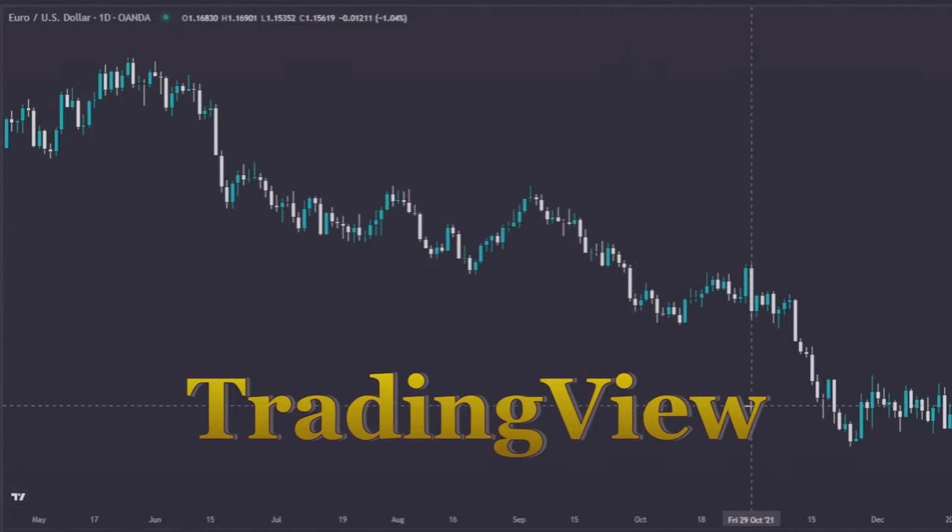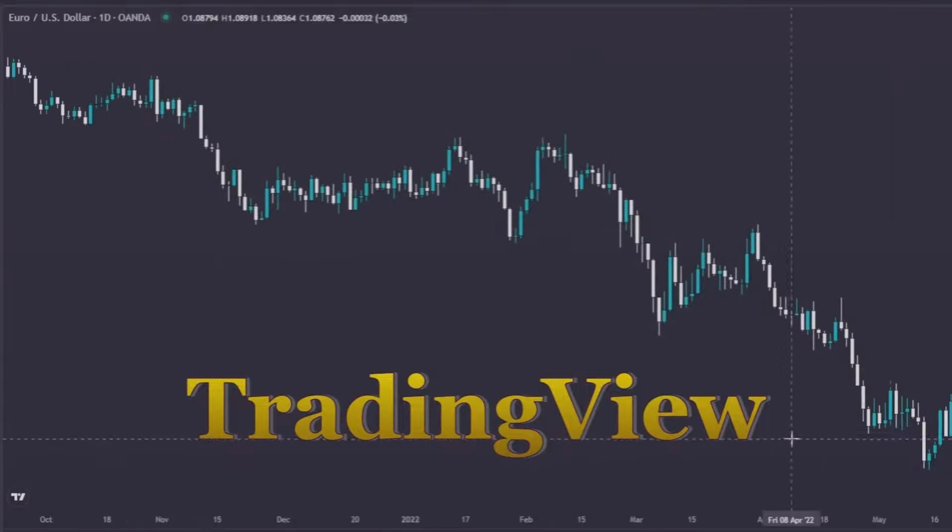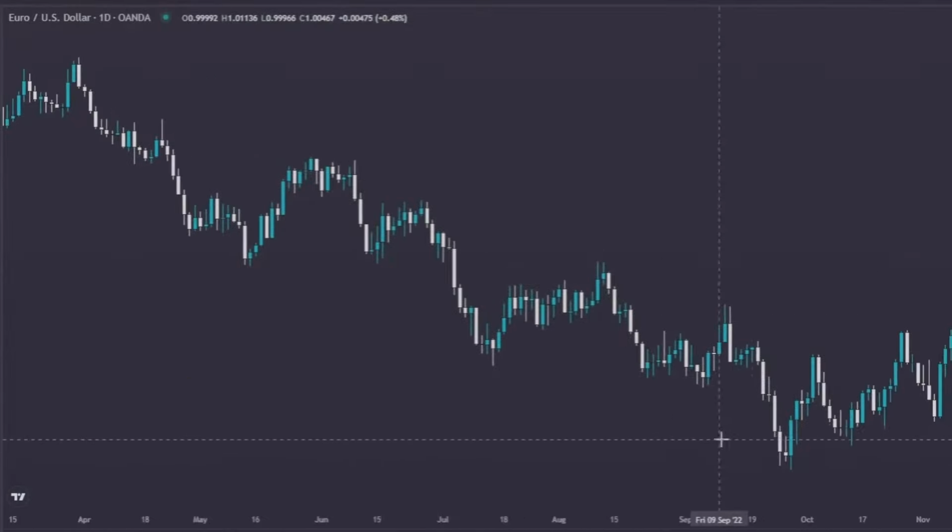So, I'm on TradingView, which is the platform that I use to backtest every indicator and strategy.